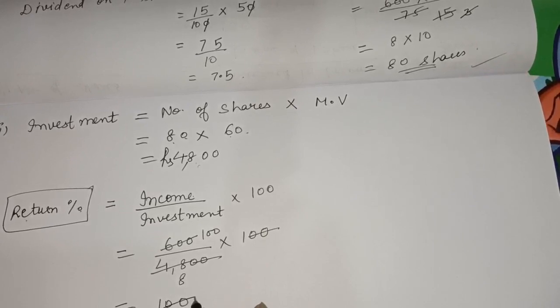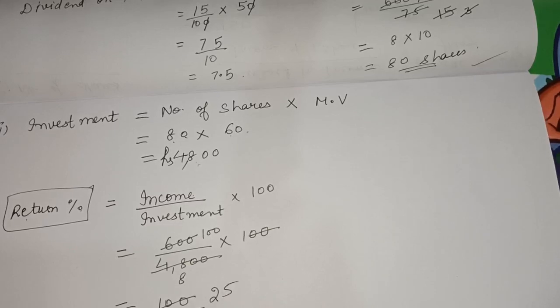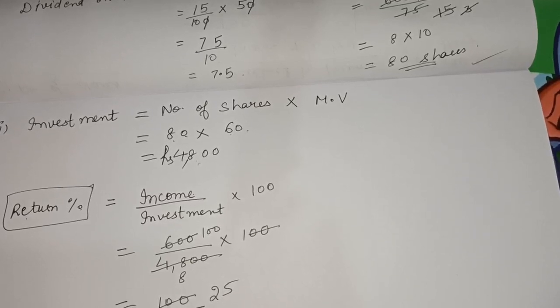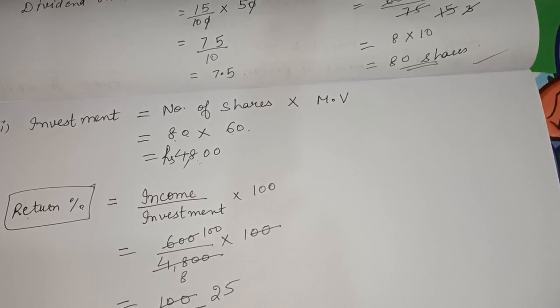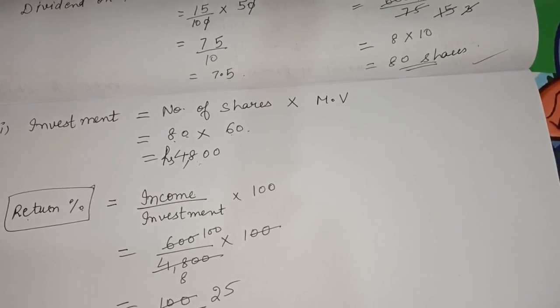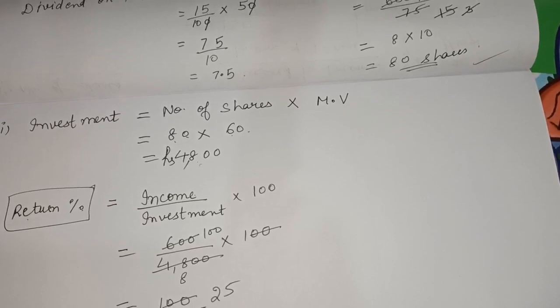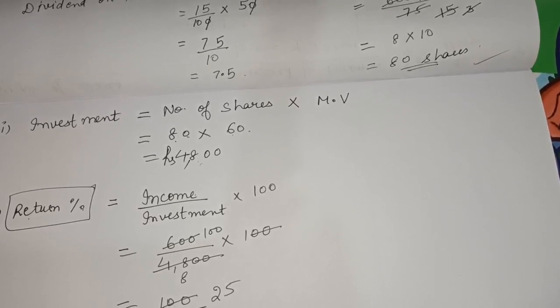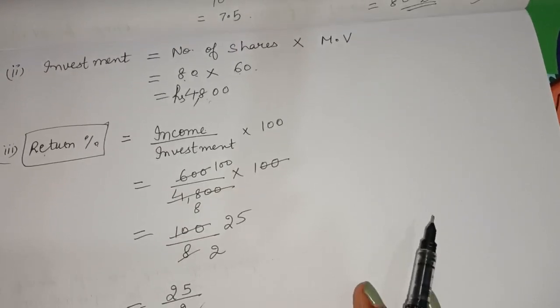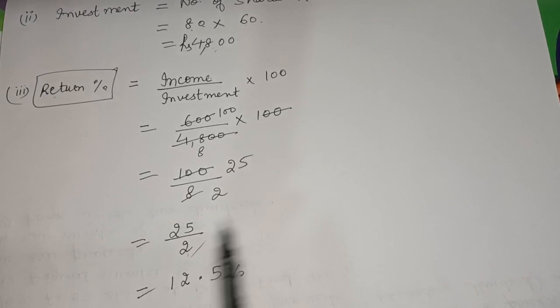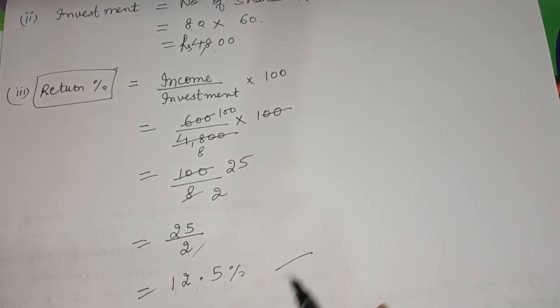Again we can do cancellation. This on 4's table will do 4 into 25, 4 into 2. So 25 by 2. When you are doing division in decimals also you can convert. So 12.5% you will get. So return percent is equal to 12.5%. Like this one sentence you can write.